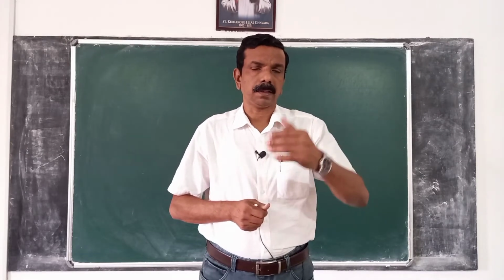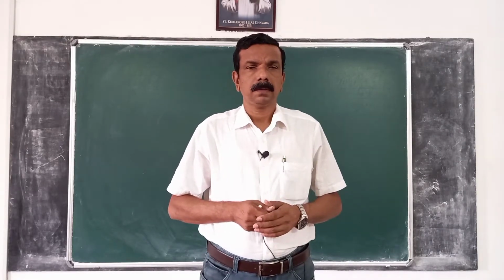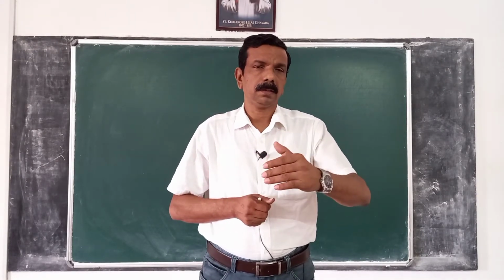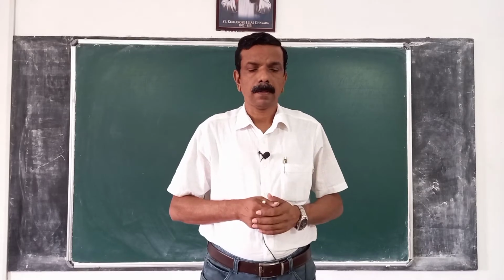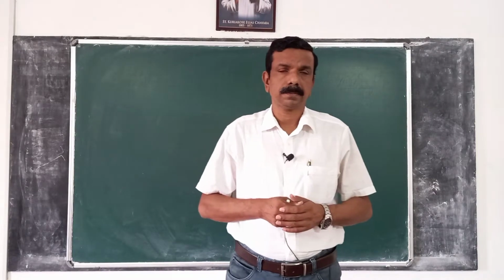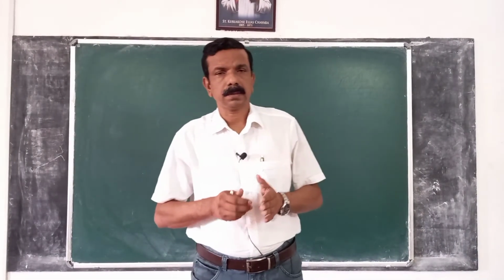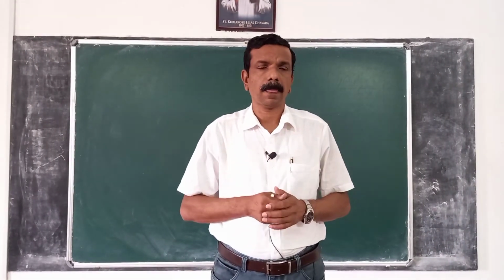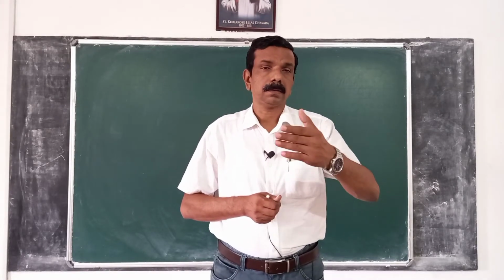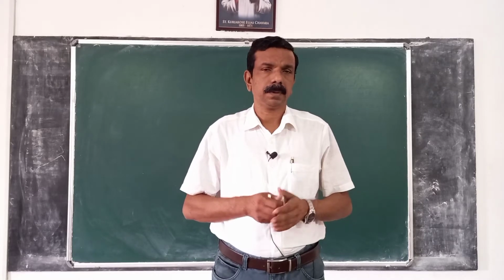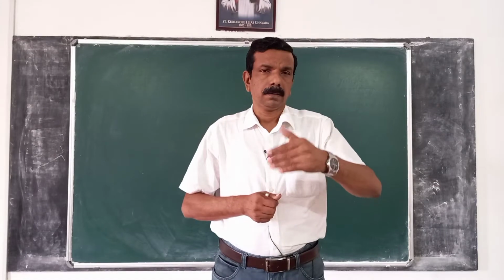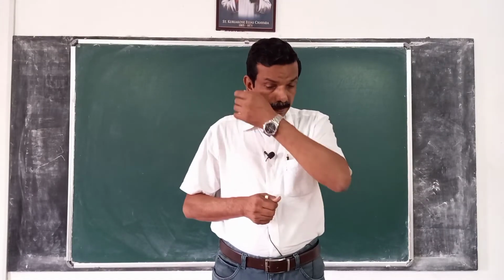In the previous class, we have discussed how to make inference about one population standard deviation. The test statistic used for the purpose was the chi-square distribution, n minus 1 into s square by sigma square, with n minus 1 degrees of freedom.